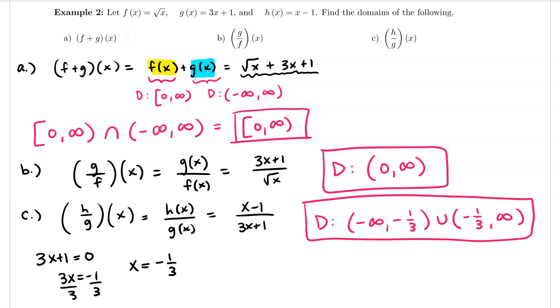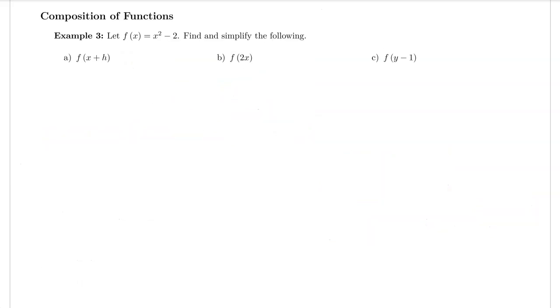Now we're going to talk about a different way to combine functions, and that is called composition of functions. Before we get into that, let's do some more practice with evaluating other types of functions. So example 3 says, let f of x equal x squared minus 2. Find and simplify the following. Part A should look familiar.